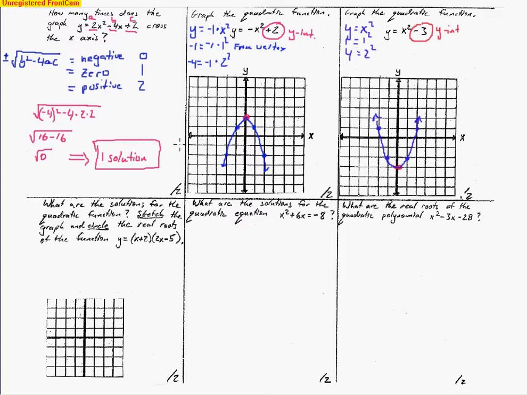Well, taking a look at the next one. This one is a little different. So here we have a quadratic. It's already factored for us. They want us to figure out what the solutions are. And they want us to sketch the graph and circle the real roots. So we've got 3 things to do.